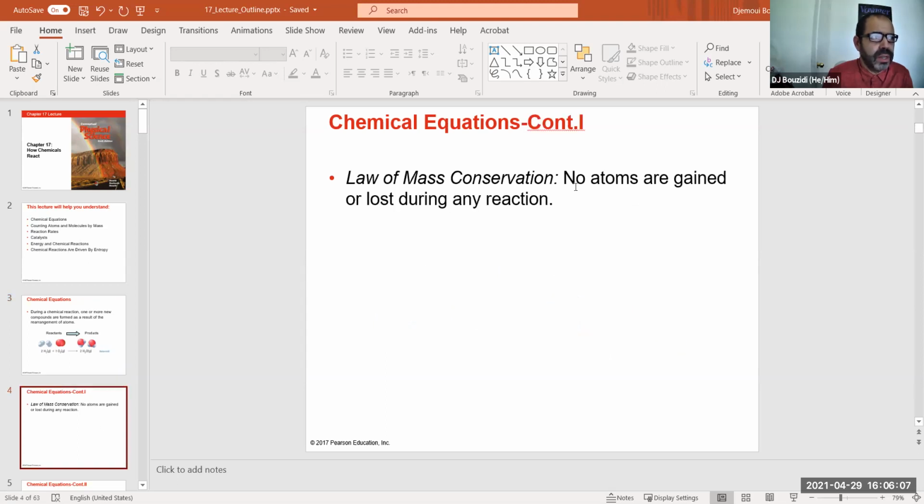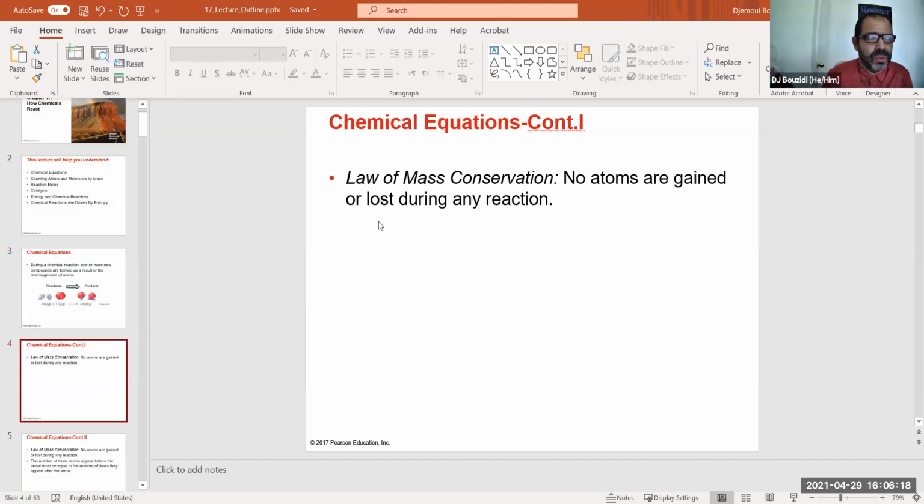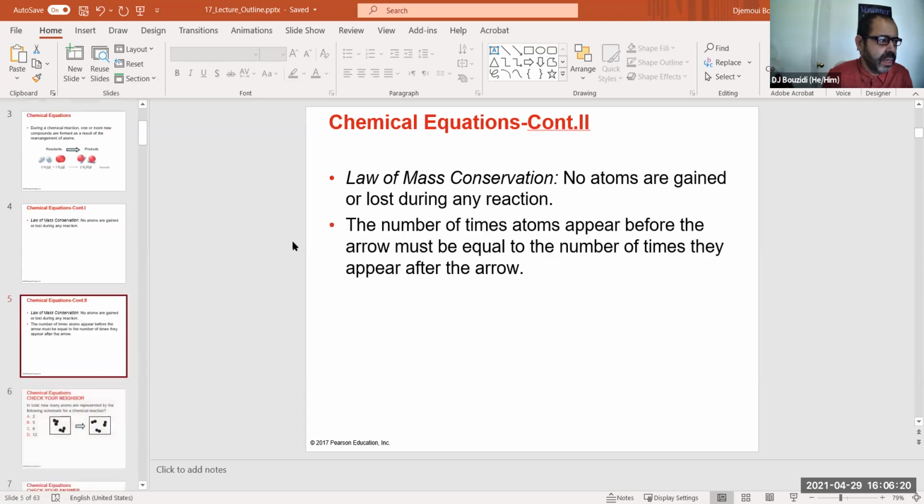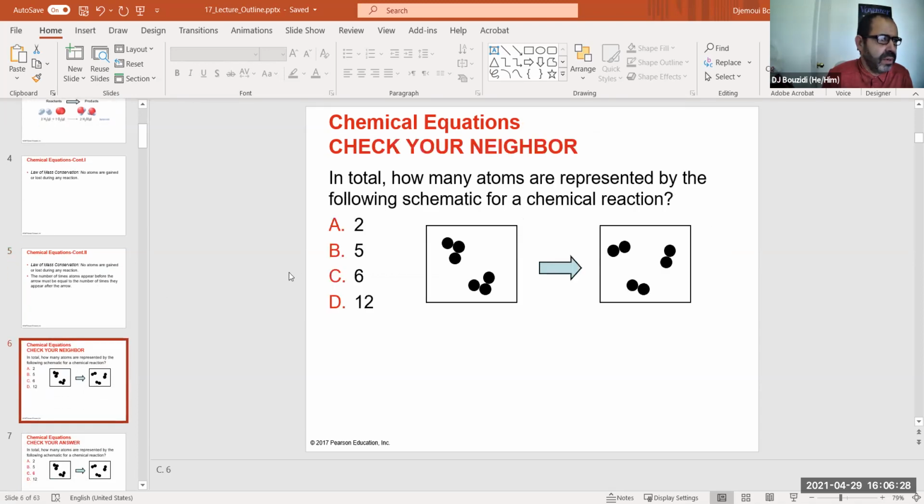So I mentioned the law of mass conservation: no atoms are gained or lost during any reaction. So this is a law, okay? This is one of the basic fundamental laws in nature. Which means that the number of times atoms appear before the reaction must be the same number after. So in this case, for example, we start with 6 and we end up with 6. Albeit the arrangement was 3 in a molecule, now it's actually 2 in a molecule. We started with 2 molecules, now we actually have 3 molecules, okay?